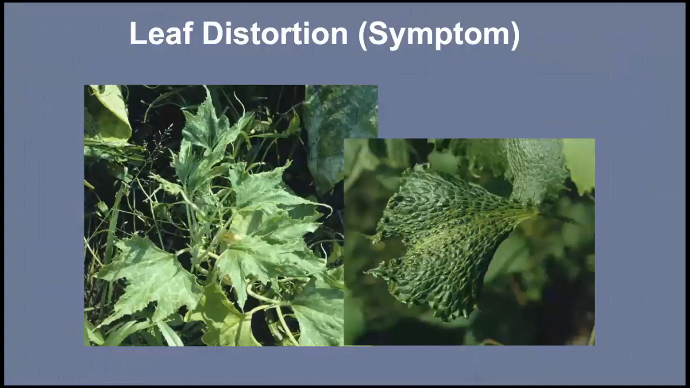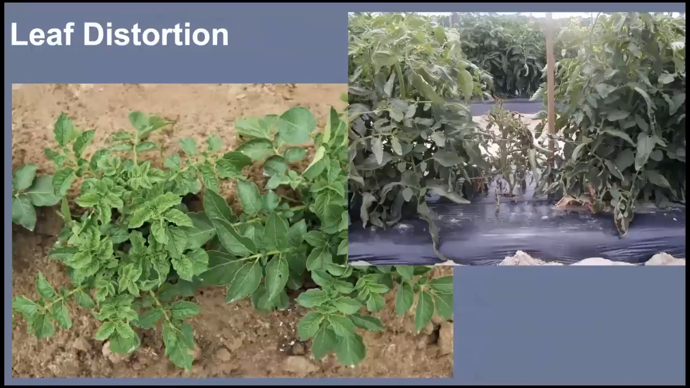With viruses and herbicide injury, and sometimes some bacterial diseases, you'll actually get leaf distortion, where leaf shapes are not quite right. You have crinkling. Again, this is really common with viruses. Here's some more pictures of some viruses that you might run into. This is potato virus Y on potato, and this is tomato spotted wilt, which we'll talk about in a second.